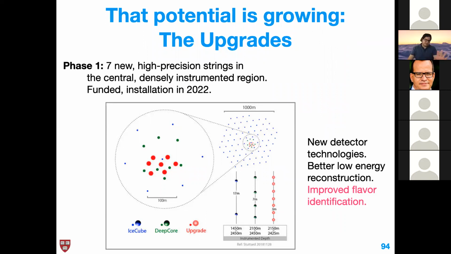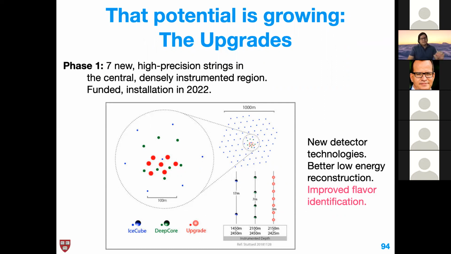So here you see a top view of the IceCube array. In blue, you see the IceCube strings, and those are the ones I used for this talk. In green, there is a subsection within IceCube, which we call DeepCore, and DeepCore is more tightly packed than the normal IceCube strings, and we use DeepCore to make standard oscillation measurements.